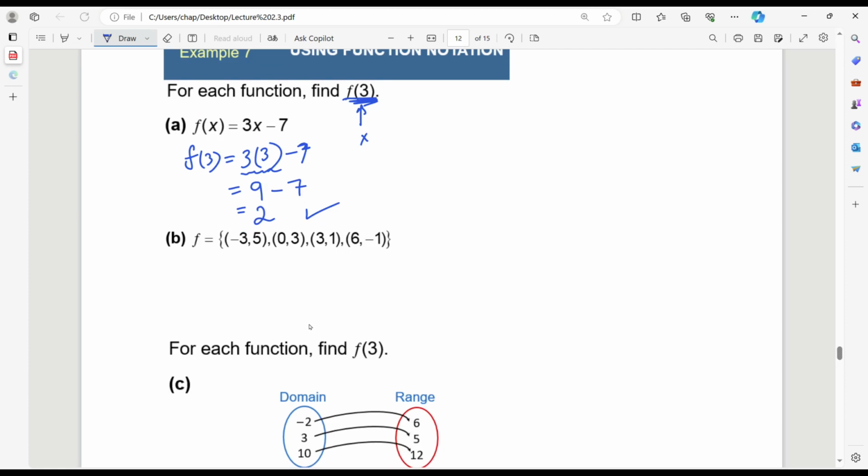For part B, we know that f of 3 means that the x is 3. So the question is, what's the output? If I look at this function, there's only one where the input is 3, and that is this point 3 comma 1. So the point 3 comma 1 implies that f of 3 is equal to 1. That is our output where we're looking for the y coordinate. So f of 3 is 1.